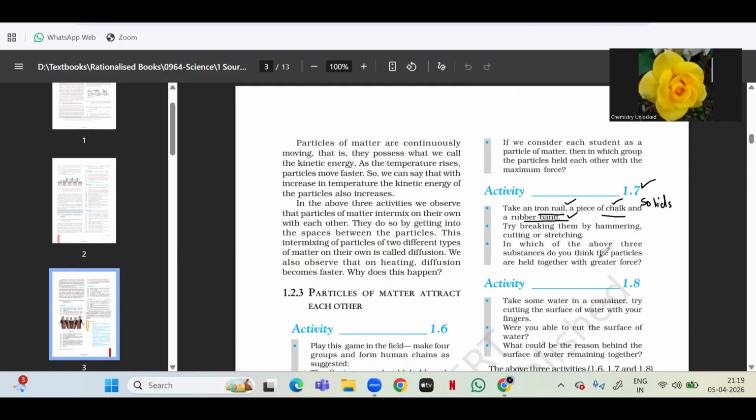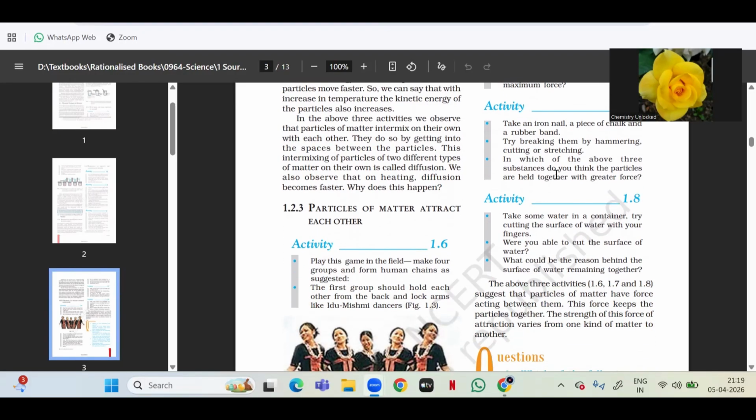In which of these three substances do you think the particles are held together with greater force? It is obvious that the iron nail has the strongest force of attraction and the rubber band has the weakest force of attraction, even though all three are solids. So one point is the comparison of intermolecular force of attraction in solids, liquids, and gases. Then the next is that even solids differ in their force of attraction depending upon the nature of that particular solid. Now activity 1.8: take some water in a container and try cutting the surface of water with your fingers.